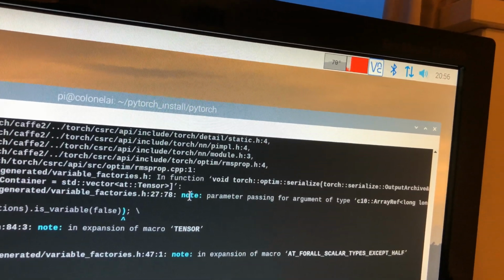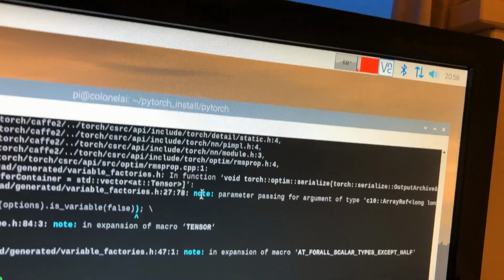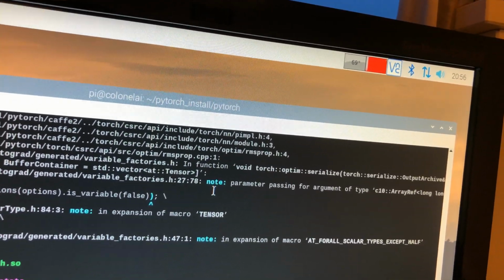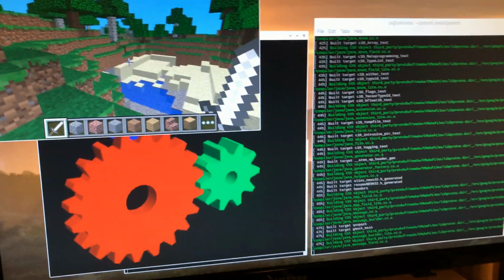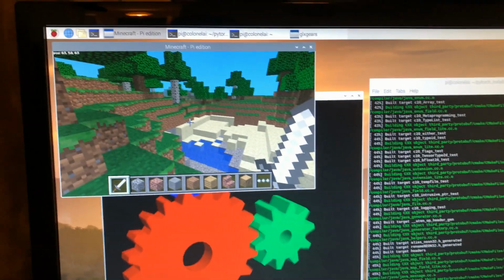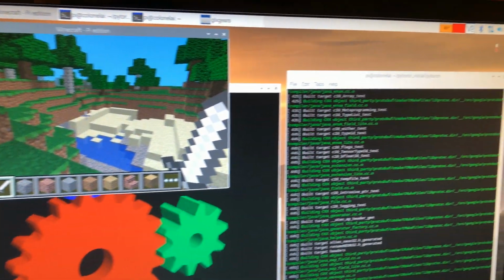Unfortunately, I can't get Quake 3 to work on the Raspberry Pi 4 at the moment. I don't know why. I'll put the error in this write-up, so if anyone knows how to fix it, please do let me know. Okay, so not only have I got GLX Gears and PyTorch compiling, I've also got Minecraft running just to really push it.